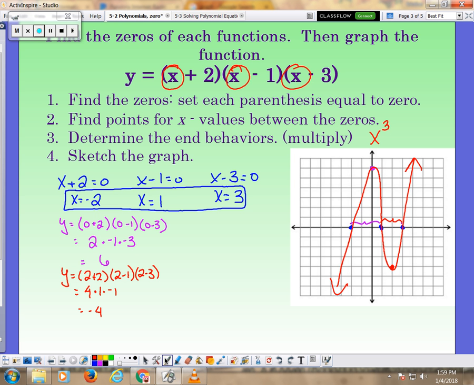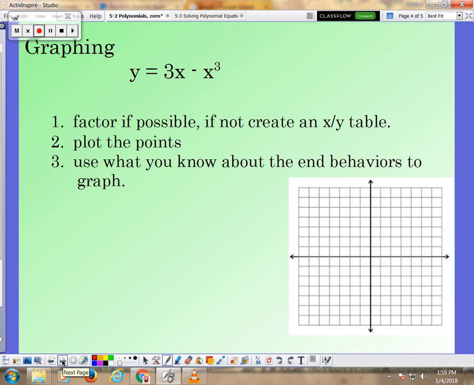Okay. Wait, why do you have an x to the 3 up there? Because it says determine the end behaviors, which means I got to multiply those x's together, and that came up to be x cubed. So that's how I got my positive and my odd. All right. What happens now if I tell you to graph this, and it's not in factored form for you already? You've got to do the factoring.